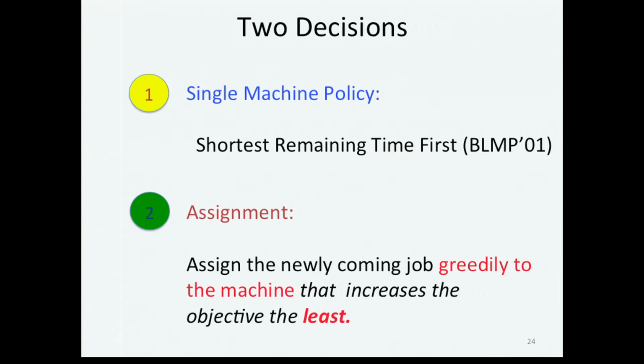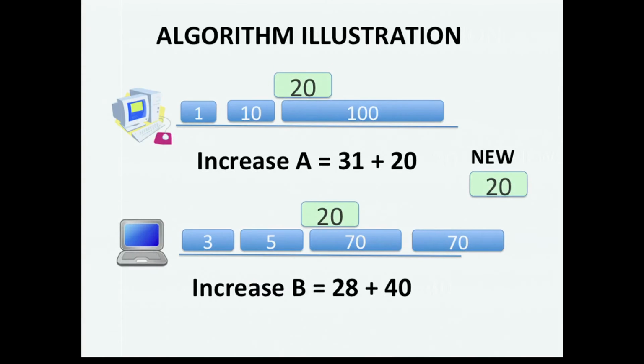It's a brilliant algorithm. I mean, if you see the literature before this algorithm, it was quite complicated. And they came up with a simple rule. Okay, so let me just illustrate if it was not clear. Suppose this was the queue of the jobs on the two machines. When a new job comes of length 20, suppose you assign it to the first machine. Then you can calculate the increase is 31 plus 20, which is 51. And if you assign the job on the second machine, the increase is 68. So you will assign the job to the first machine and execute in the shortest job first order.